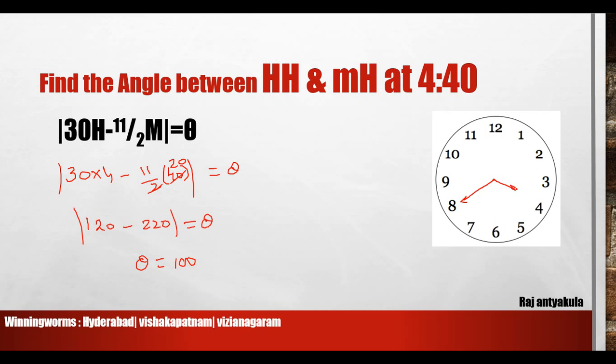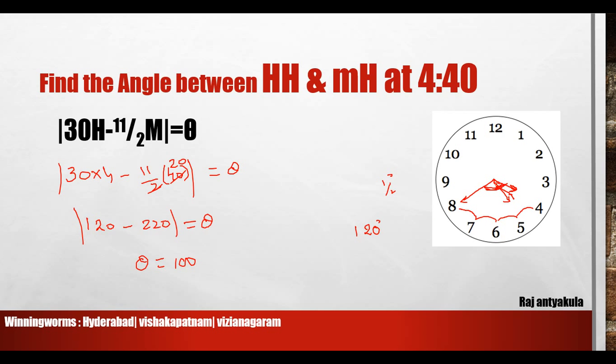Actually the hour hand should be at 4 o'clock. But in 40 minutes, the hour hand will cover a certain degree, so it will be in between 4 and 5. Now, per every minute, how many degrees does the hour hand cover? Half a degree. Actually, from 4 to 8, what is the angle? How many hours is there? 4 hours. 4 to 5, 30. 5 to 6, 30. 6 to 7, 30. And 7 to 8, 30. Total 120. The angle should be 120.